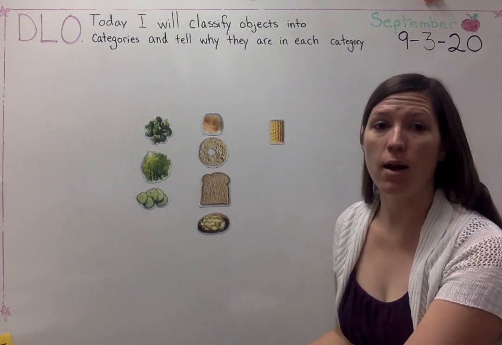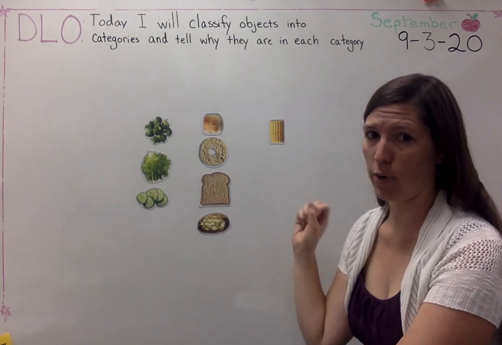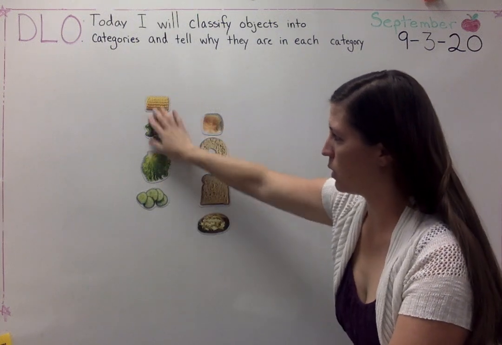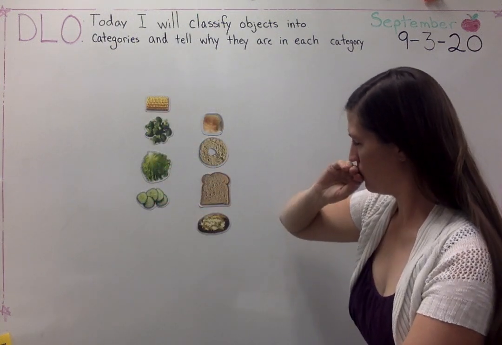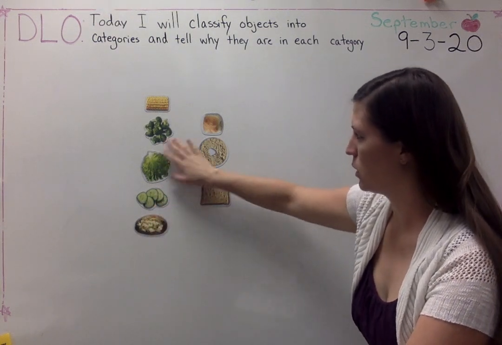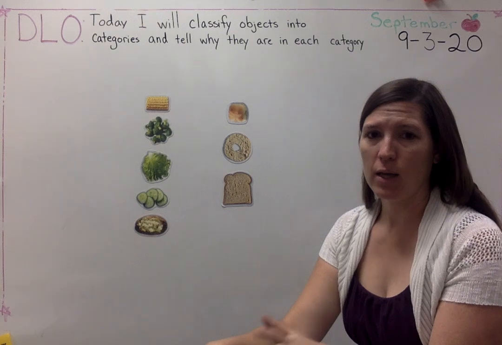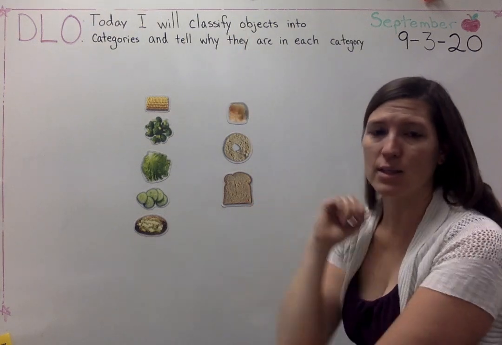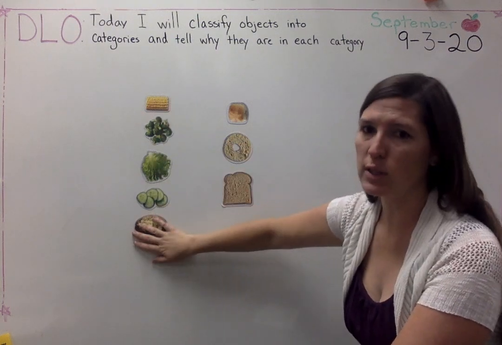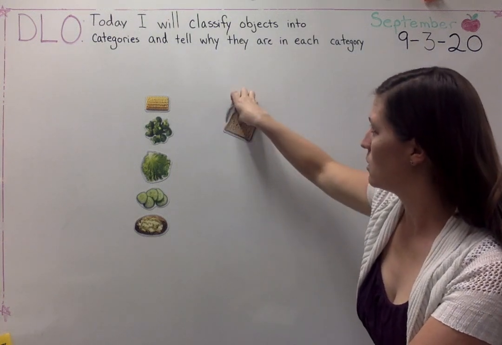I can classify them another way. I'm going to classify them by vegetables and bread products. So if I put my corn over here with my broccoli, lettuce, and cucumbers, I'm also going to put my potato over here because that's a root vegetable. I'll just scooch my bread products over here. I classified them again in a different way, the same objects, but in a different category. This time I did vegetables: my corn, broccoli, lettuce, cucumber, and potato, those are my vegetables, and these ones are my bread products. So there's different ways that you can sort things and classify them.